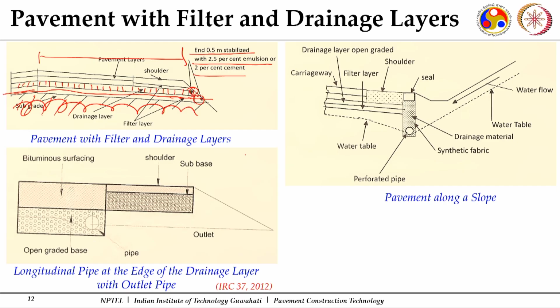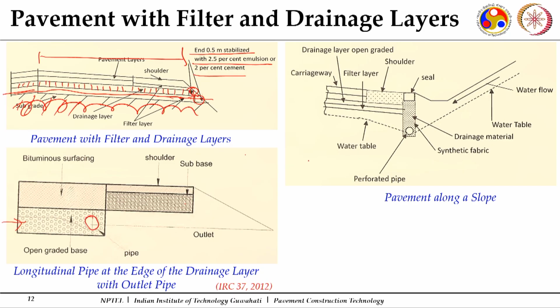Now here again you can see what it mentions: you have a shoulder, and at the bottom of this shoulder you have your subbase courses, again whatever material is there, and this is your open graded subbase course. So you have this perforated pipe.